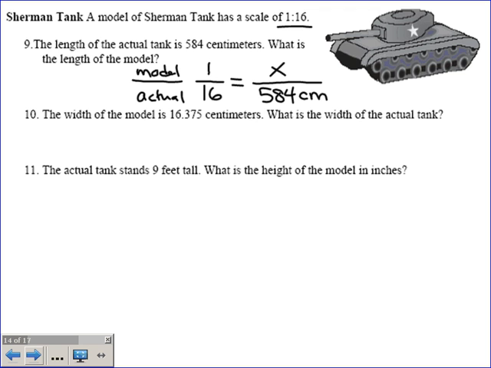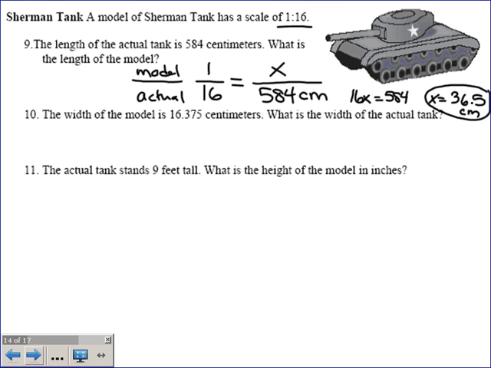So we'd cross multiply. This would be 16x equals 584. We divide both sides by 16, and x should equal 36.5 centimeters. That's a little bit over a foot. That's a pretty big model tank. Well, I guess if you're counting the gun thing, I don't know.